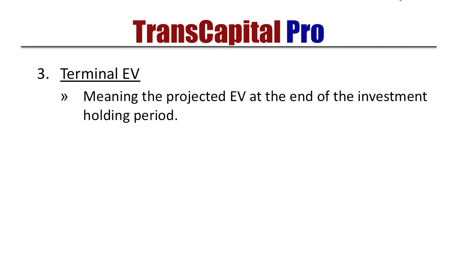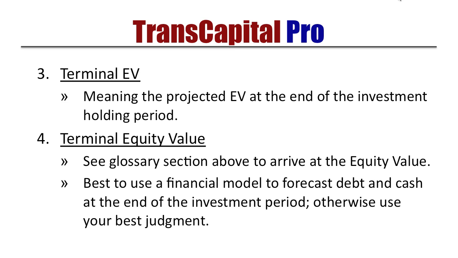Number 3 is a terminal enterprise value, meaning that it's a projected enterprise value at the end of the investment holding period. Number 4 is the terminal equity value. So if we know what the enterprise value is and we can forecast what the debt and the cash will be, we know what the terminal equity value will be. And so here, with respect to the forecasted debt and cash, it's really best to use some kind of financial model to be able to dial in those numbers.